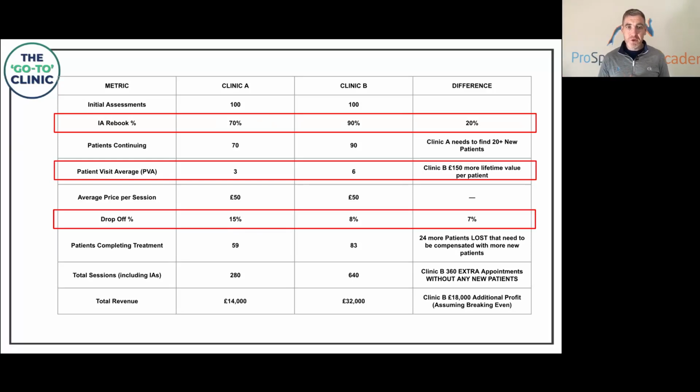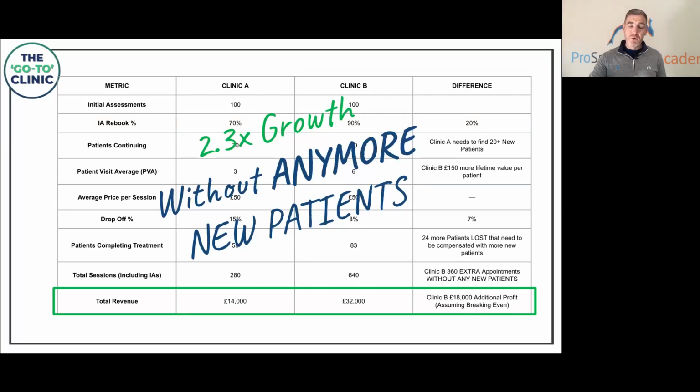So you can see improving your initial assessment rebook rate from 70 to 90 makes a big difference. It's one of the 3 big power levers we can pull: improving your IA rebook rate, improving your visit average from 3 to 6, and improving your drop-off percentage. That gives you essentially a 2.3x growth.